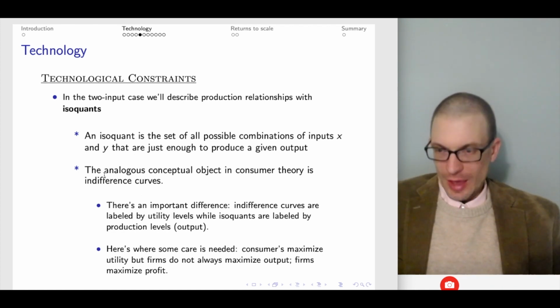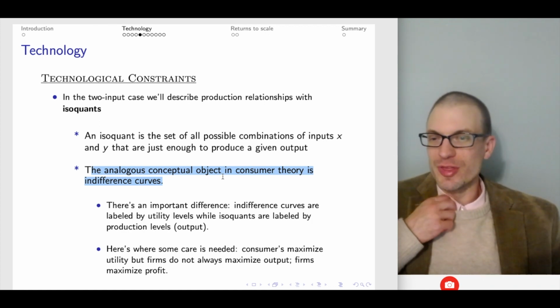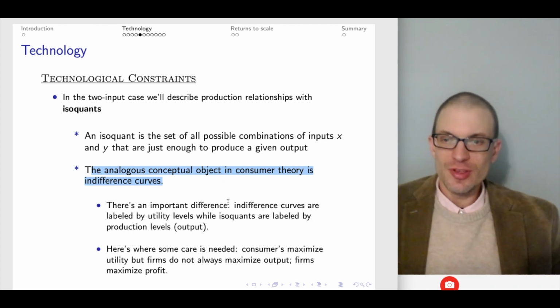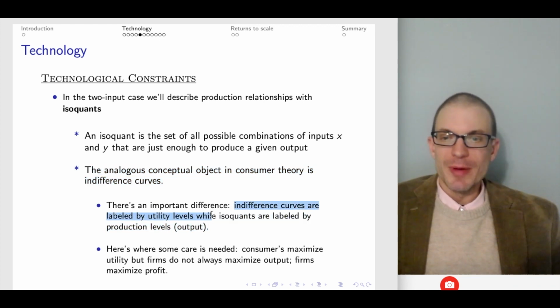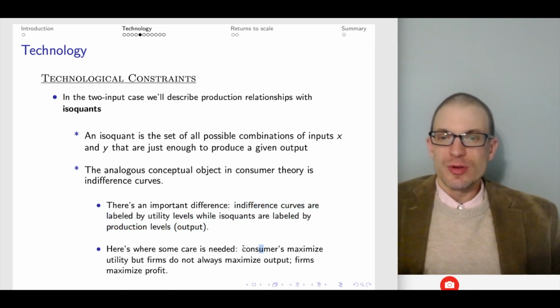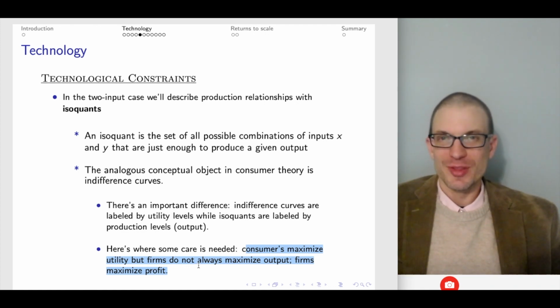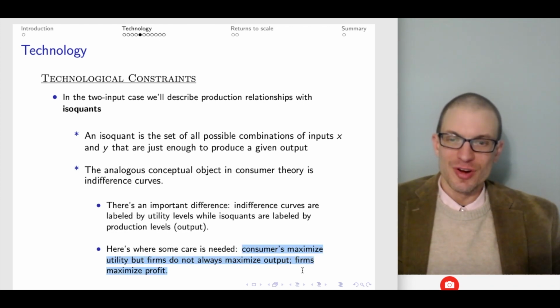So as I mentioned, there's an analogous conceptual object from consumer theory, but there's a really important difference. Indifference curves were labeled by utility levels, whereas isoquants are labeled by production levels, by output. Well, consumers maximize utility. Firms don't necessarily maximize output. They're interested in maximizing profit. And so there's a little bit of a difference there. We're looking for the highest possible indifference curve. We're not necessarily looking for the highest possible isoquant.